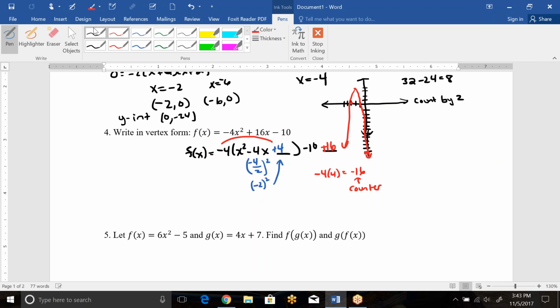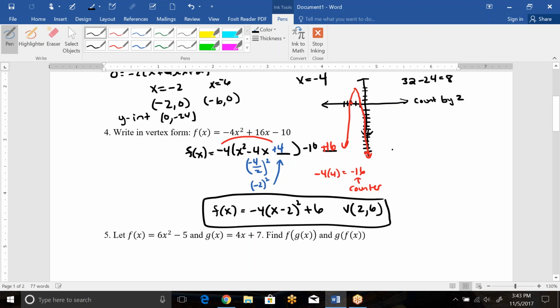So that part didn't change. It was just this factoring right here. So this is f of x equals negative 4 parentheses x minus 2 squared, because that's a negative 2, and then plus 6. So my vertex is actually 2 comma 6. So that's that part.